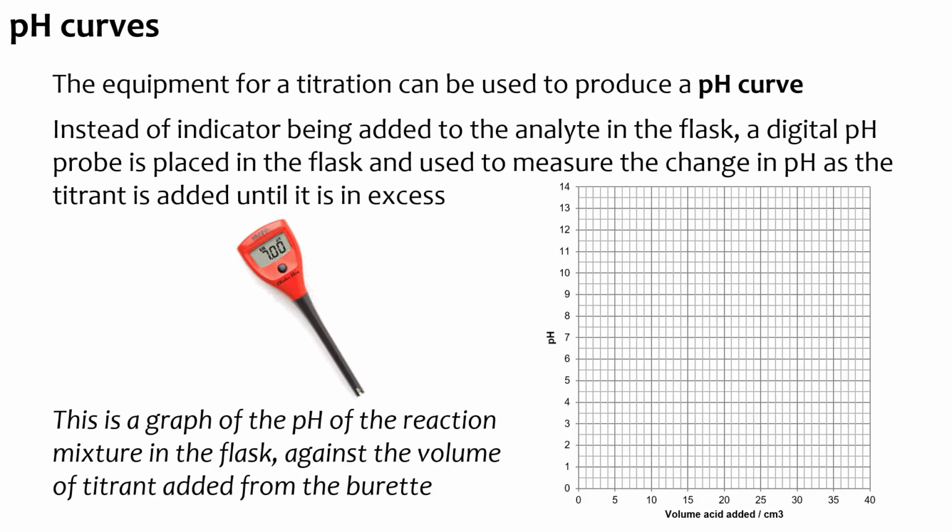So I've got here a basic graph, and this is a graph of the pH of the reaction mixture in the conical flask against the volume of titrant added from the burette. Now, because we are measuring the pH, that goes on the y-axis, and because we're controlling the volume added, that goes on the x-axis. So just make sure that you get those around the right way, dependent and independent variables on the right axes.